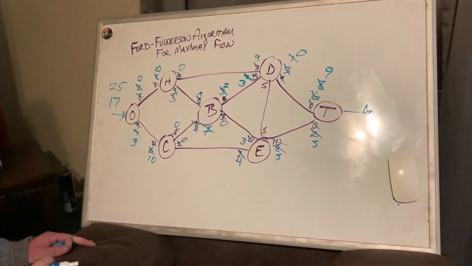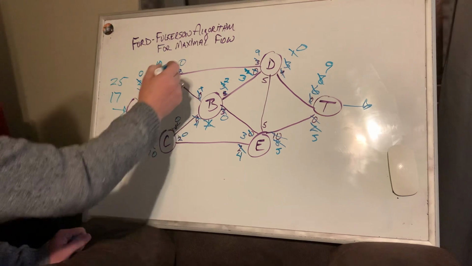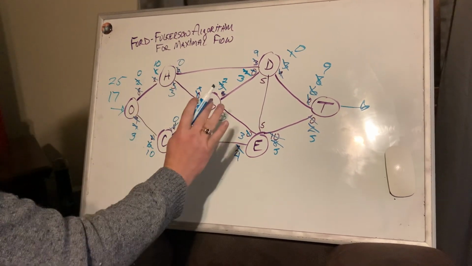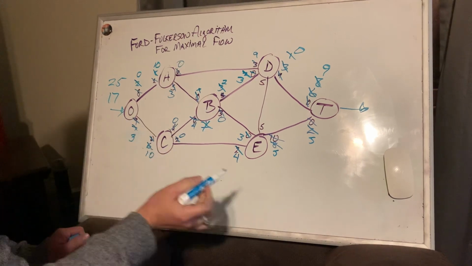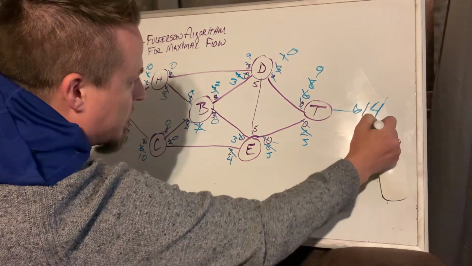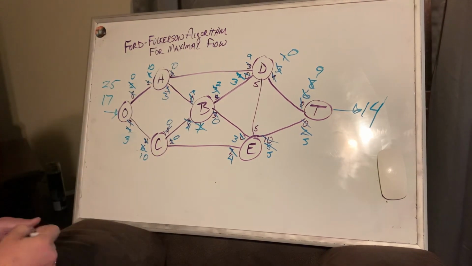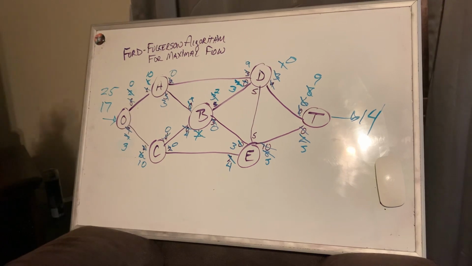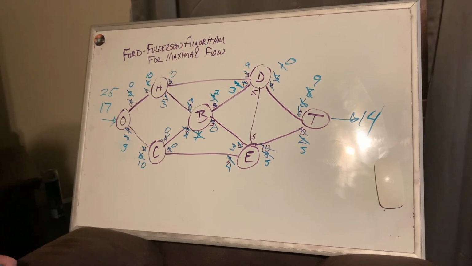And we're totally maximized. We've hit a cut here because this is 0, this is 0, this is 0. We know that nothing more can pass through there. So we're done sending anything. So we know that 9 plus 5 is 14, which is the maximum flow that you can get out of this system whenever you put in 17 or more. And that's the method.